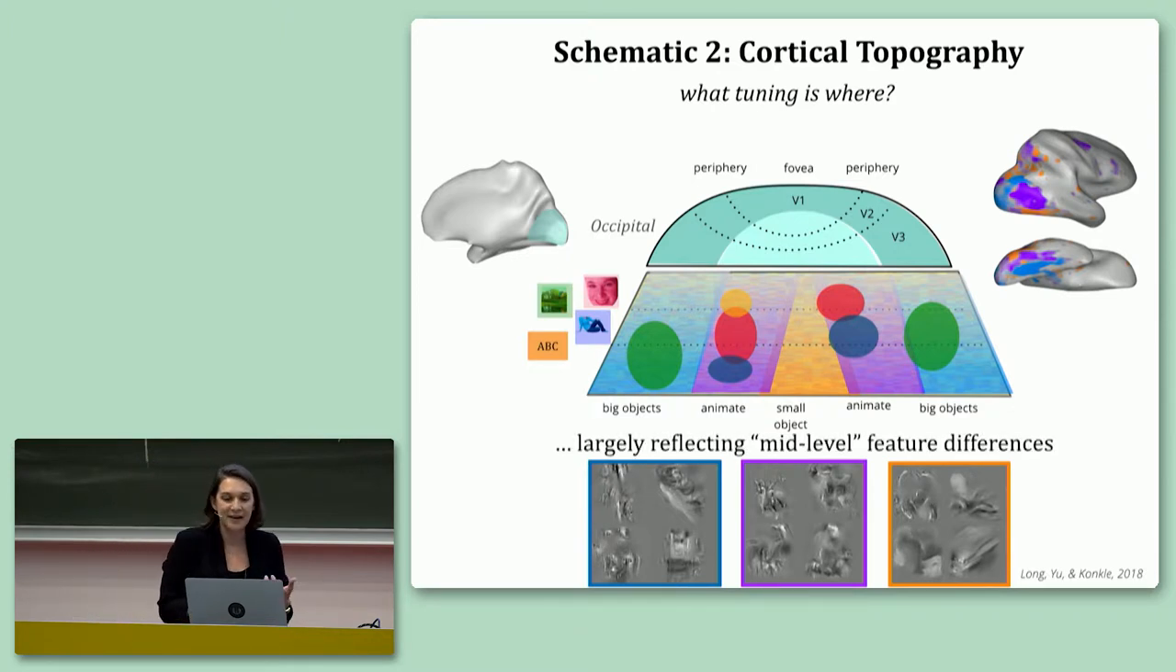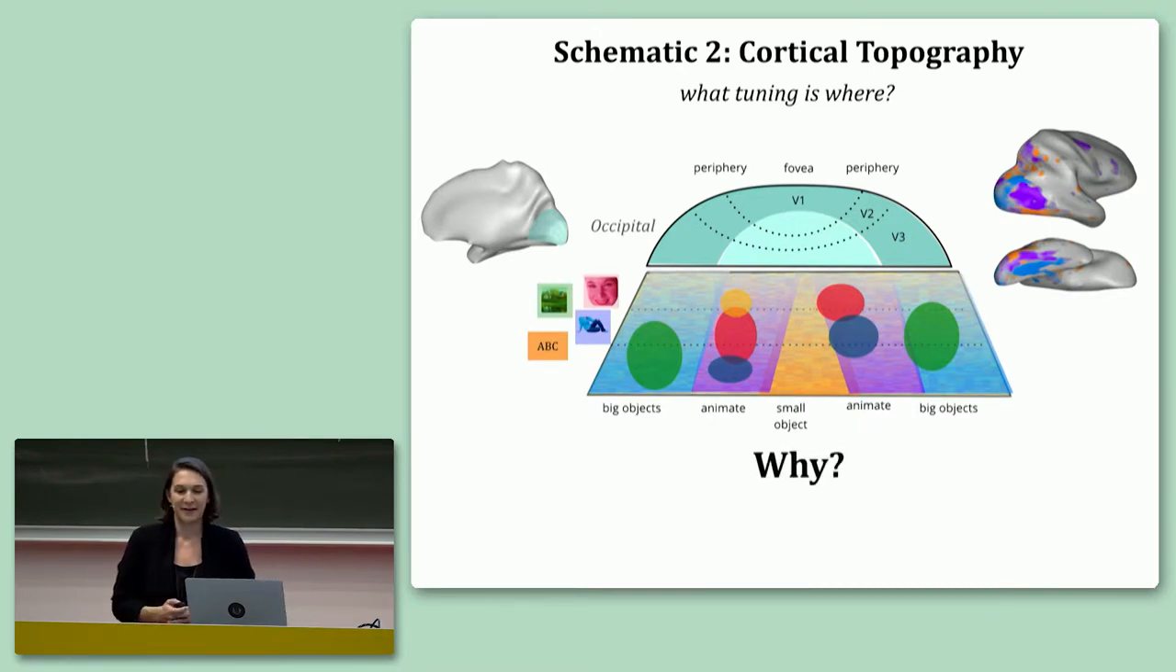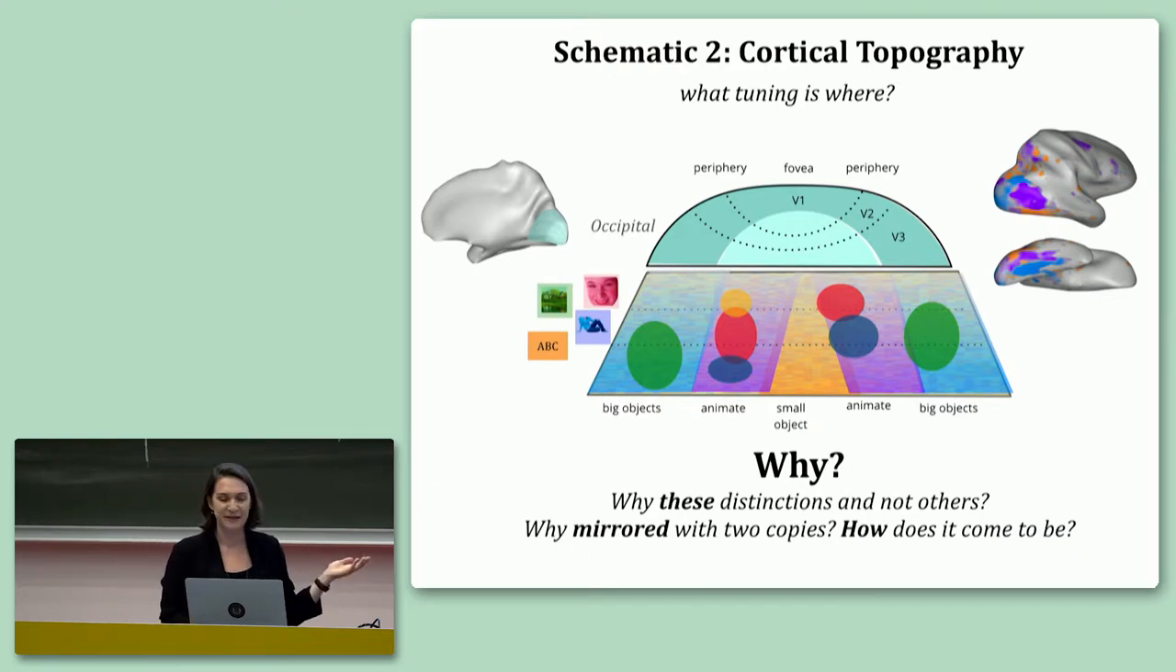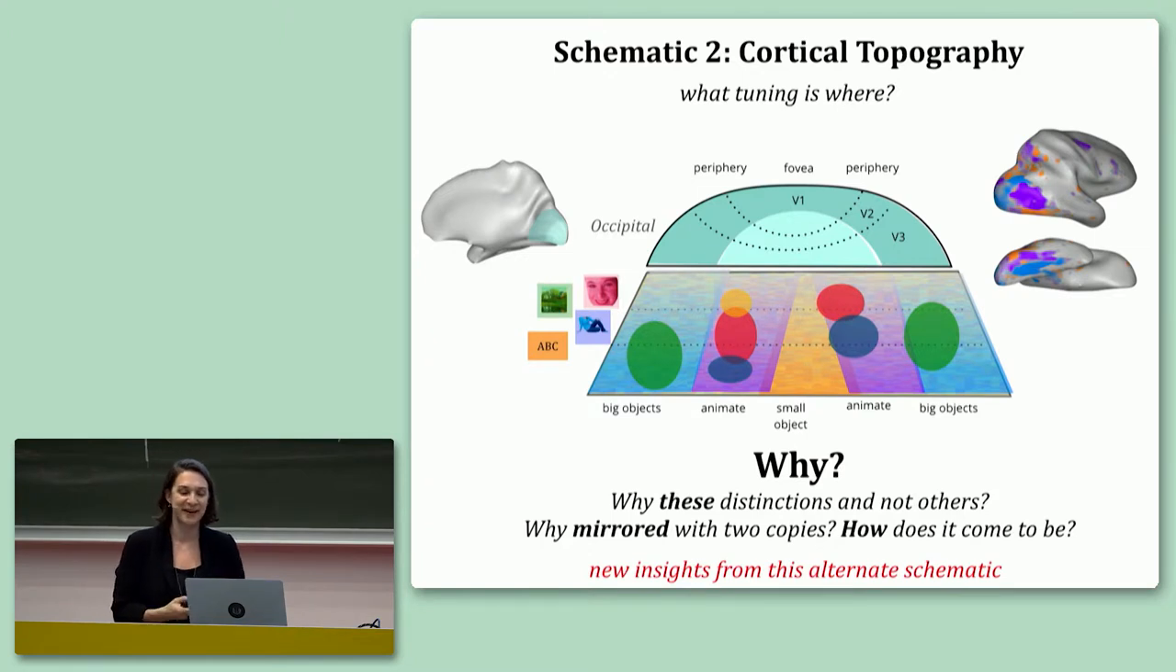So we think what's going on here are largely, in part, these mid-level feature differences that are related to high-level differences of animacy and object size. So when you take a look at this schematic of the visual system, the question is, why? Why these distinctions and not others? Why is it mirrored? How does it come to be this way? And I think there are new insights to be gained in understanding the nature of the representation by thinking about this alternate schematic. So that's what I'm taking you through today.